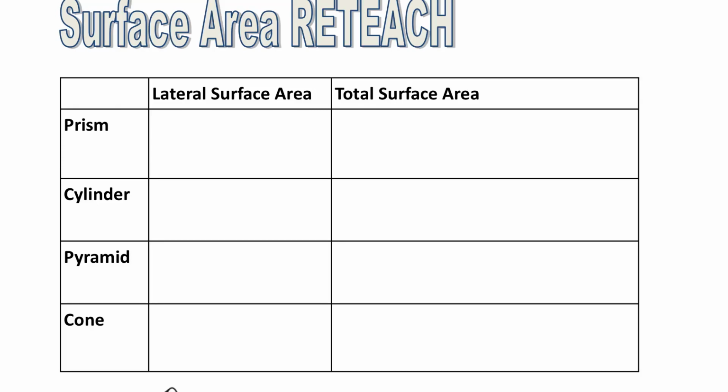Alright, so let's look at this reteach to get you ready for the retest. So real quick for these formulas, lateral of a prism is perimeter of the base times the height. Total is perimeter of the base times the height plus 2 times area of the base.